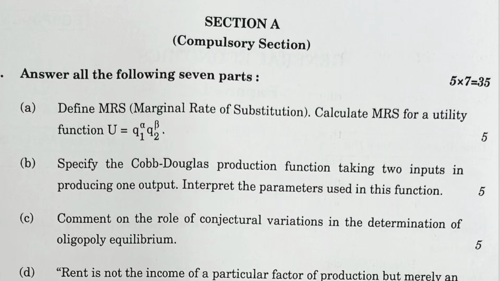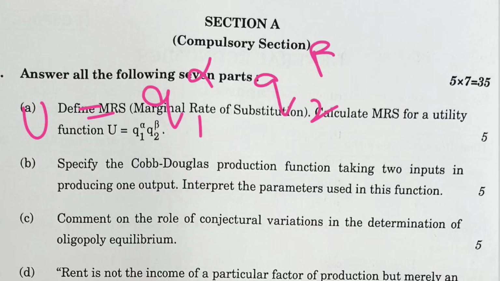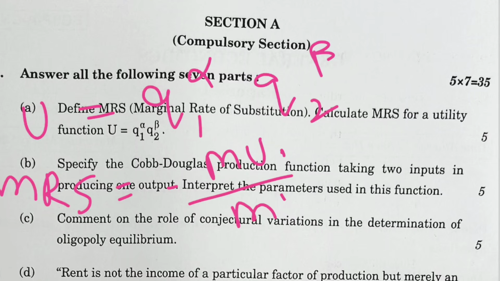Okay, so given this utility function u equal to q1 raised to the power alpha times q2 raised to the power beta, the MRS, as we know, is simply equal to the ratio of the marginal utility of good 1 upon the marginal utility of good 2. MRS also denotes the slope of the indifference curve.